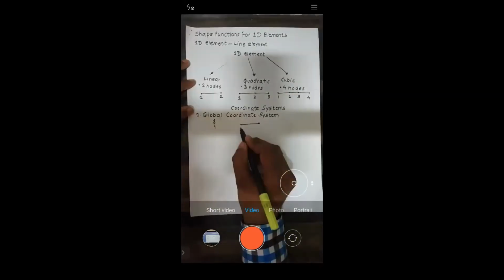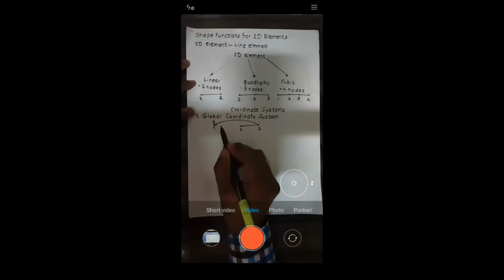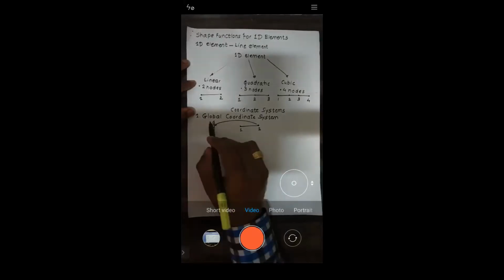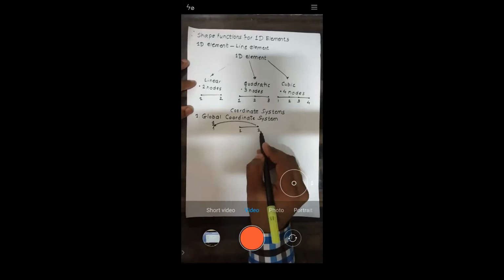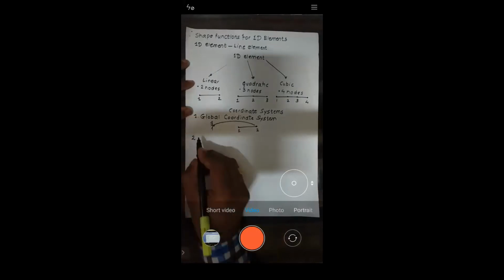If you are measuring the location of node 2 with respect to 1, that is, with respect to this fixed support, it is called the global coordinate system. If you are measuring the location of node 2 with respect to the fixed support, it is called the global coordinate system. Okay, one more coordinate system is called the local coordinate system, because this is very important.